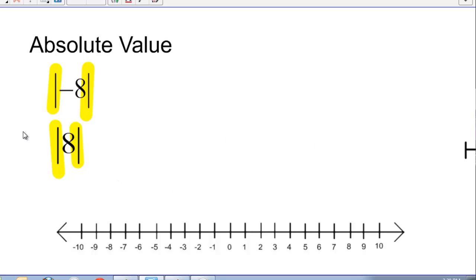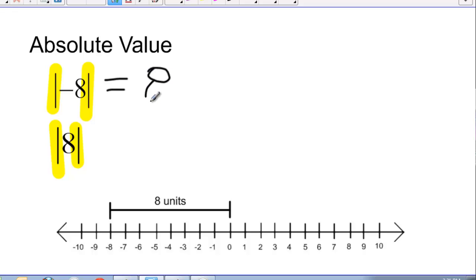So again, if we're talking about the absolute value of -8, it's how far away from 0 is -8. So if I look, -8 is 8 units away from 0. So its absolute value would be 8. So you just write that. The absolute value of -8 equals 8.